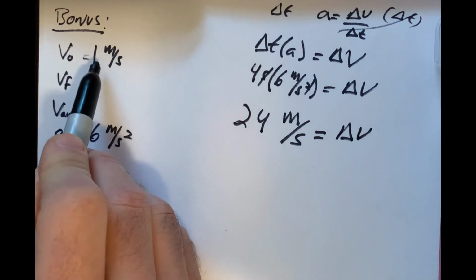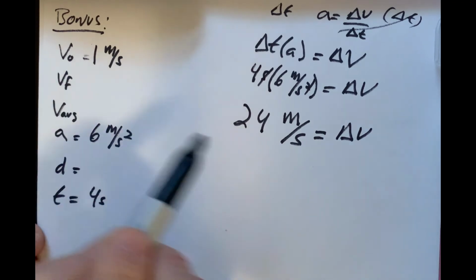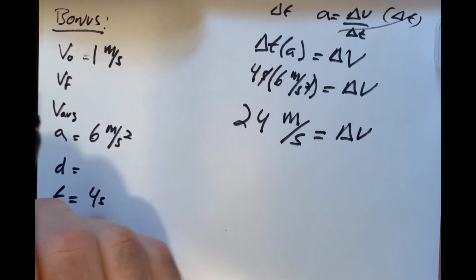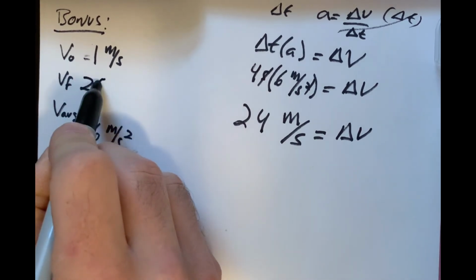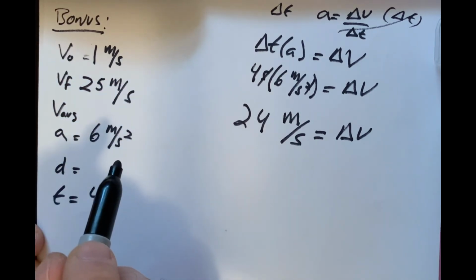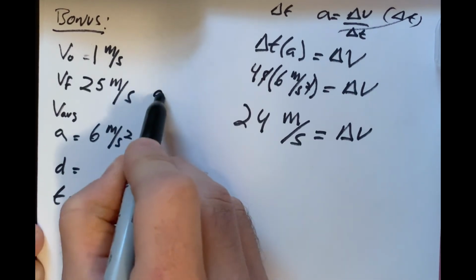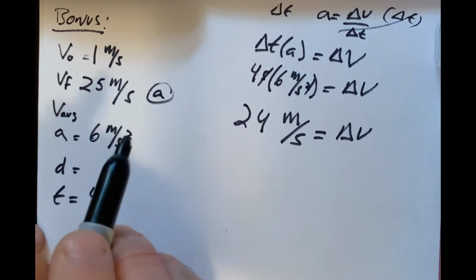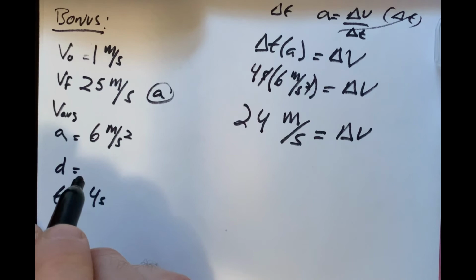So if my initial velocity is 1 meter per second and it changes 24 meters per second, then my final velocity must be 25 meters per second. And that's the answer to question A, right? Question A says, what was his final speed? Well, it was 25 meters per second.